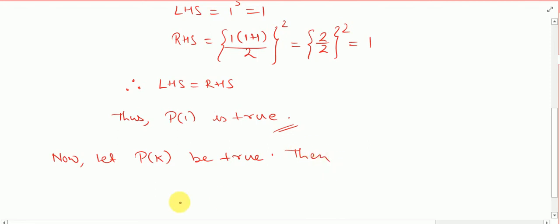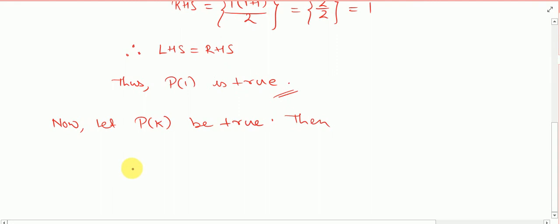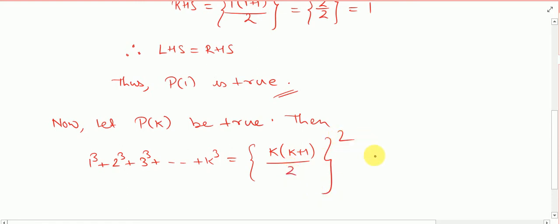When I say Pk is true, that means whatever statement you have been given, you have to write the same thing, but wherever there is n, that has to be replaced by k. So I get 1 cube plus 2 cube plus 3 cube plus dash dash dash plus k cube is equal to k into (k plus 1) whole divided by 2 whole square. Okay, you can give this as equation 1.